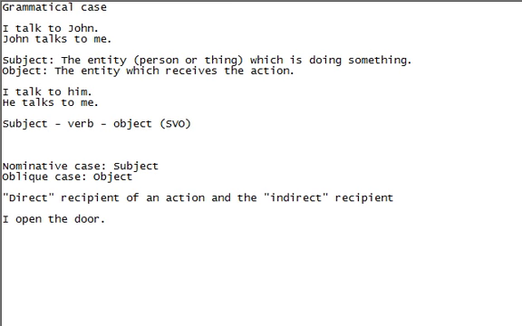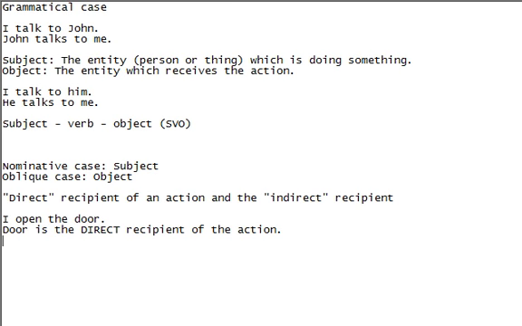Now, this is me performing a direct action. The door is the direct object. What's the verb here? The verb here is open. The action here that's happening is I'm opening something. And what am I opening? I'm opening the door. And so the door is the direct recipient. The door is the direct recipient of the action.